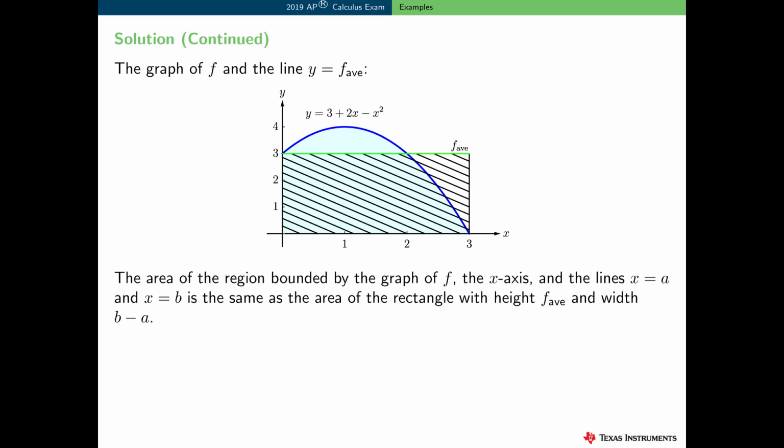Here's a graph of the function f and the horizontal line y equals the average value. Since f of x is greater than or equal to 0 on the interval 0 to 3, you can kind of see that the average value is the average height of the graph. And the area of the region bounded by the graph of f, the x-axis, and the lines x equals a and x equals b, is the same as the area of the rectangle with height equal to the average value and width b minus a.